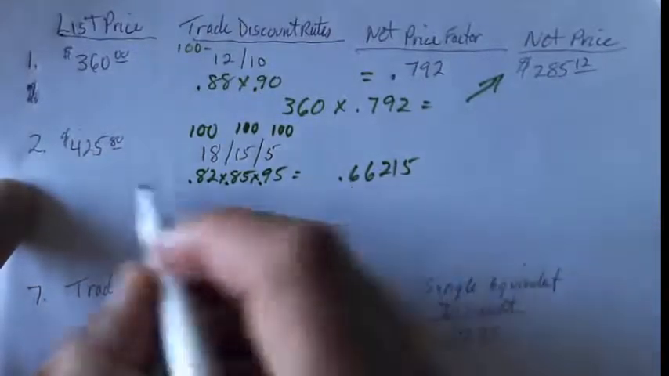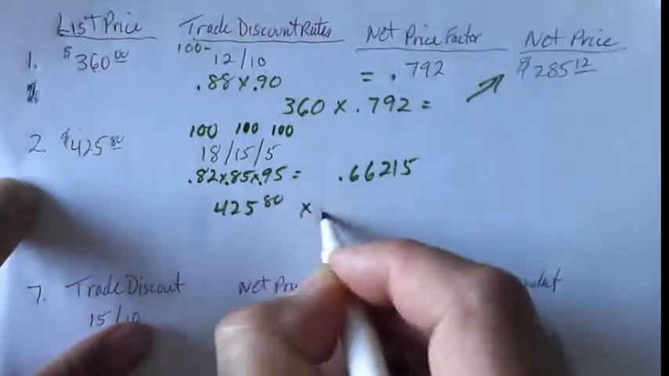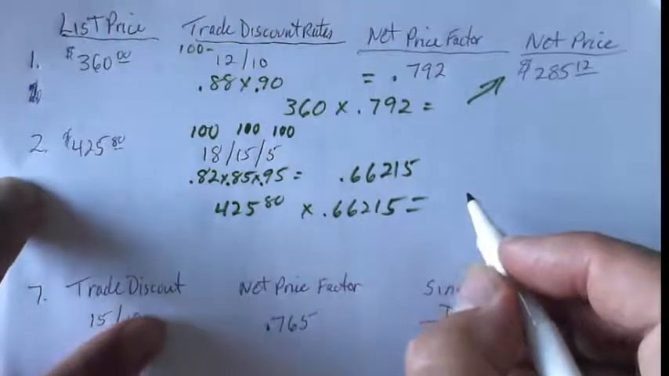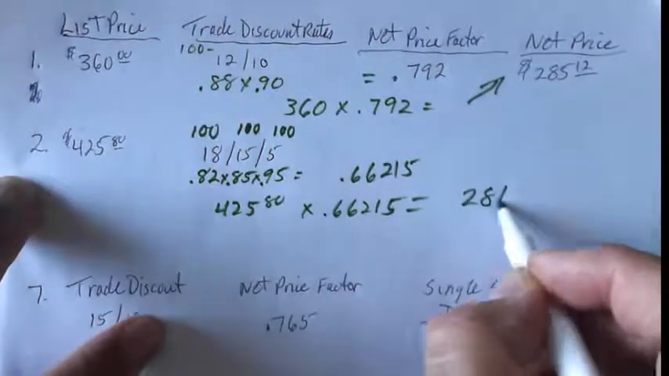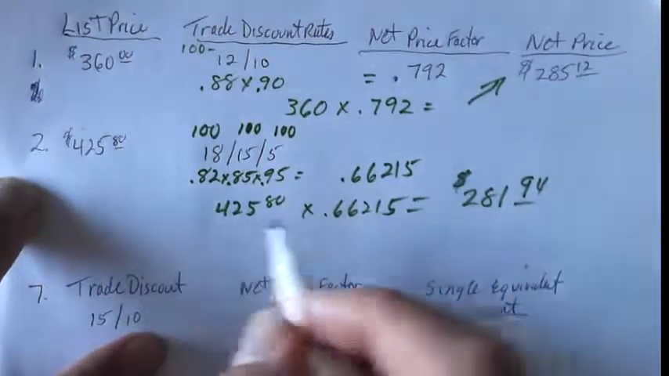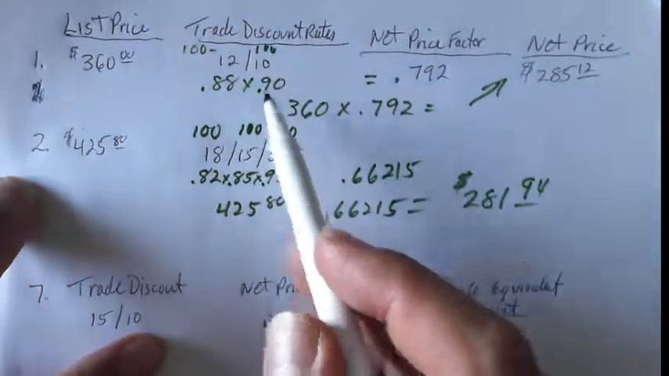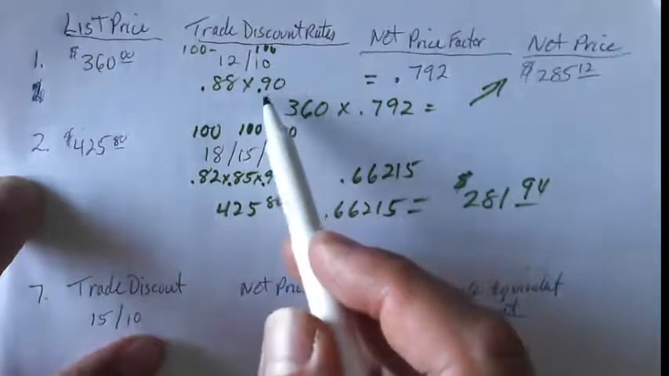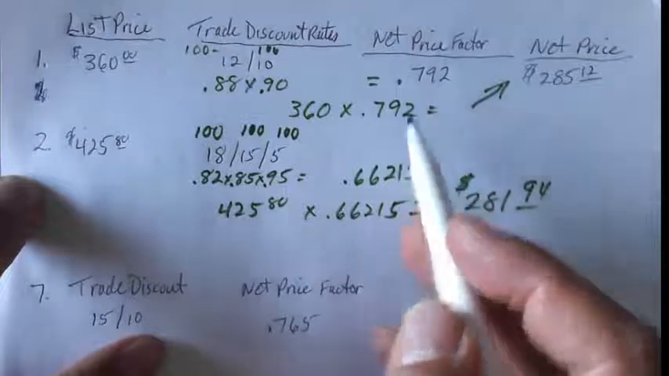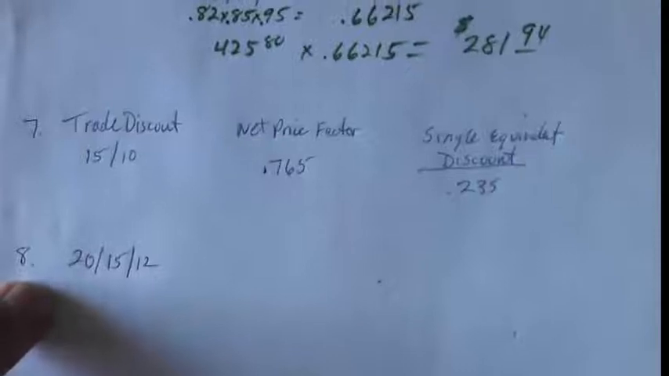So that's going to be our net price factor. So we're going to take that number and multiply by our list price in order to get our net price. Okay? $281.94. Okay? So it's pretty straightforward once you get going. You just have to put your 100 over these, subtract, get your percentage, multiply those, get your rate, and then multiply the rate times the list price. Okay?